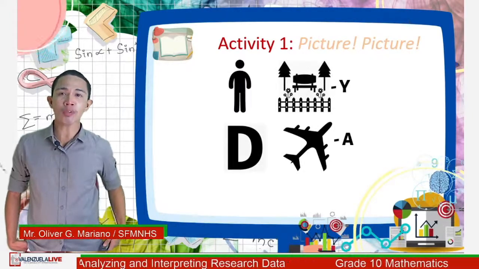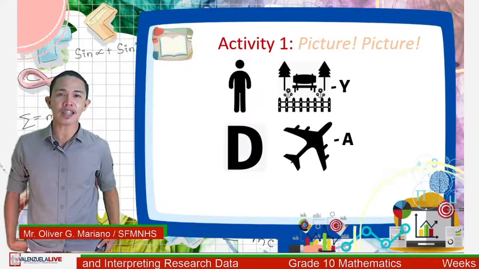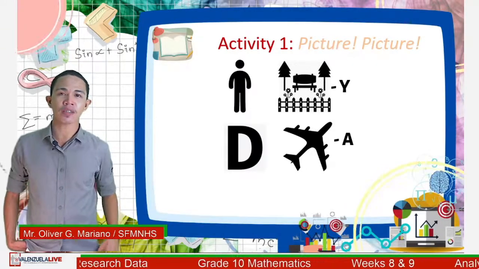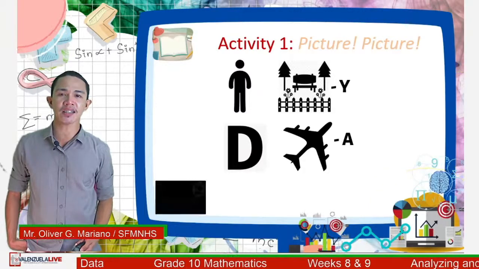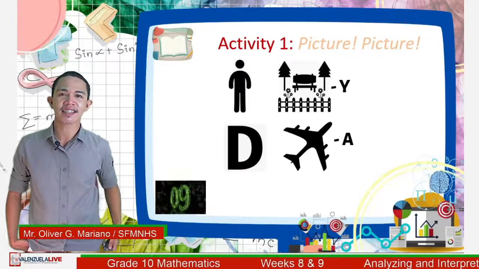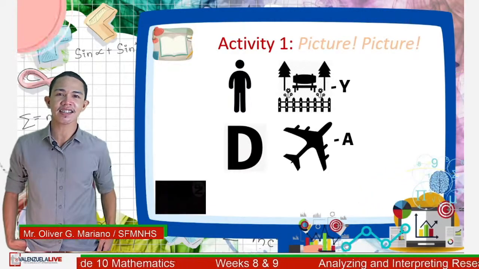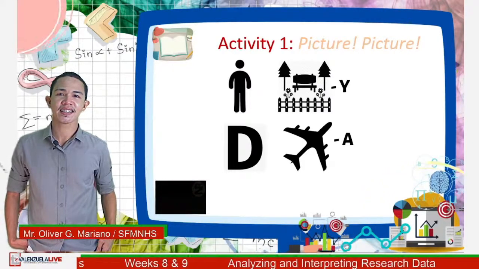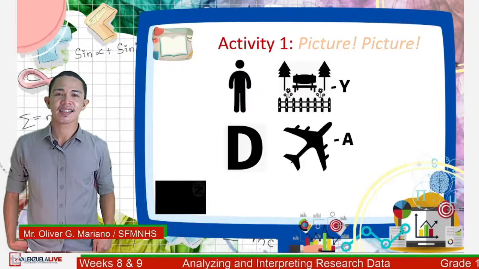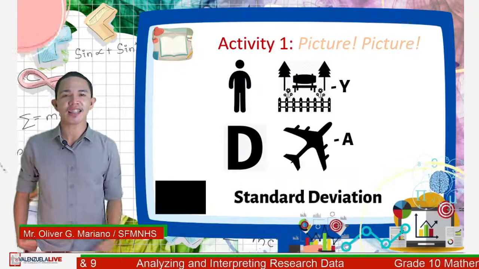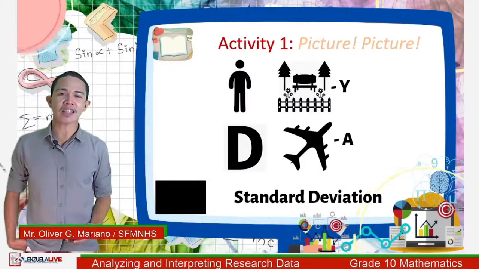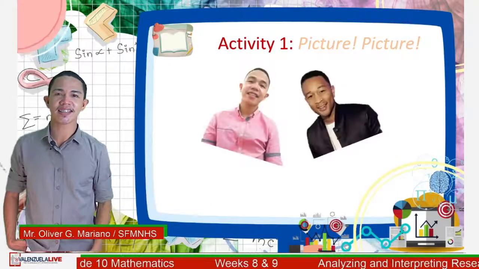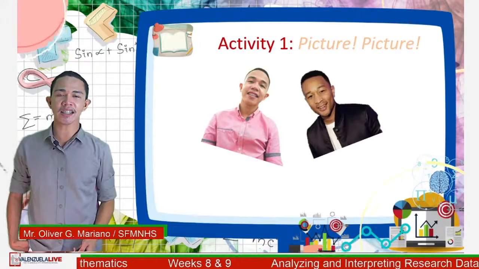As a clue, the statistical term behind these pictures contains two words. You have 10 seconds. Go. All right, that's it. We have standard deviation. Let's have the last one. Your 10 seconds starts now.